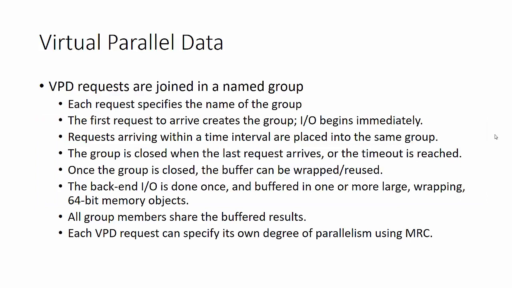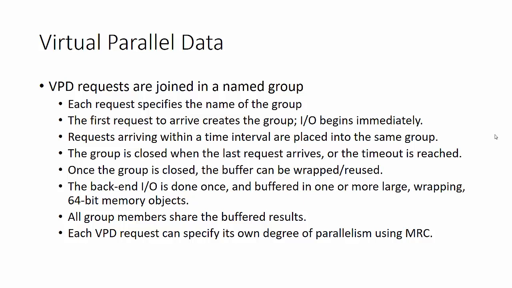So what happens with virtual parallel data is that VPD requests are joined in a named group. Each request specifies the name of the group. The first request to arrive creates the group, and I/O begins immediately. Requests arriving within the defined time interval are placed into the same group. And then the group is closed when the last request arrives or the timeout is reached. Once the group is closed, the buffer can be wrapped and reused.